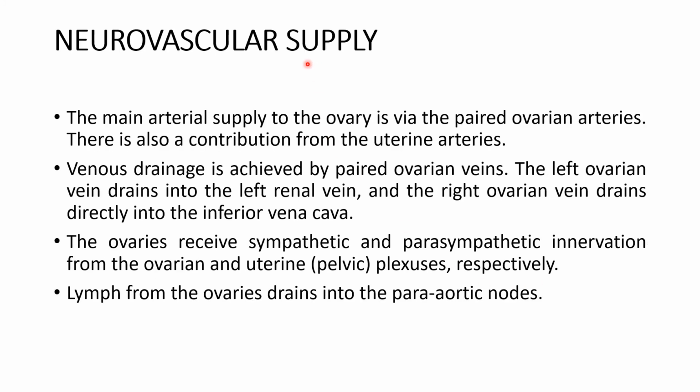About the neurovascular supply of the ovary. The main arterial supply is via paired ovarian artery. There is also contribution from uterine artery. The venous drainage is achieved via paired ovarian veins. The ovary receives sympathetic and parasympathetic innervation from ovarian and uterine plexuses respectively. The lymph from the ovaries is drained into para-aortic nodes.